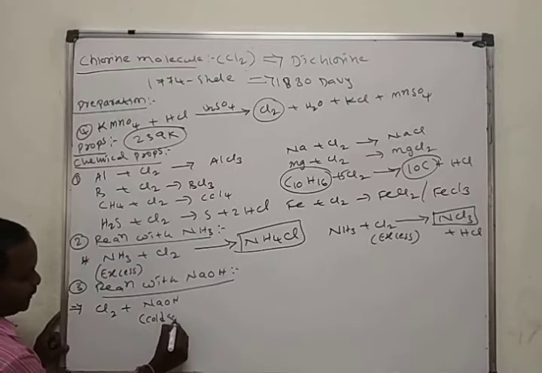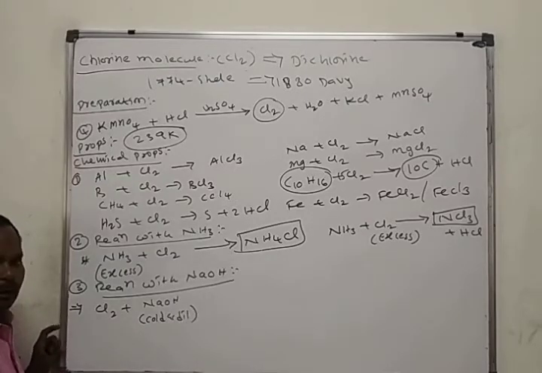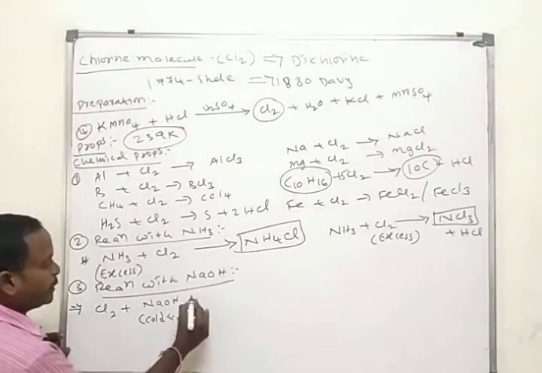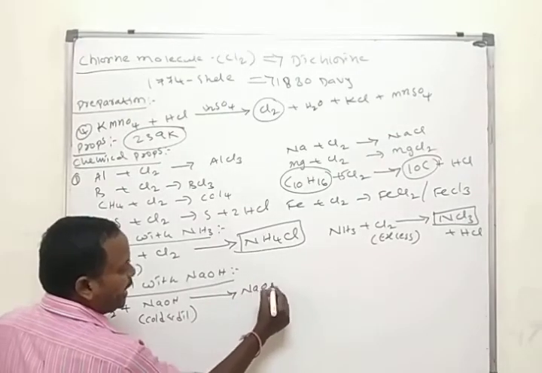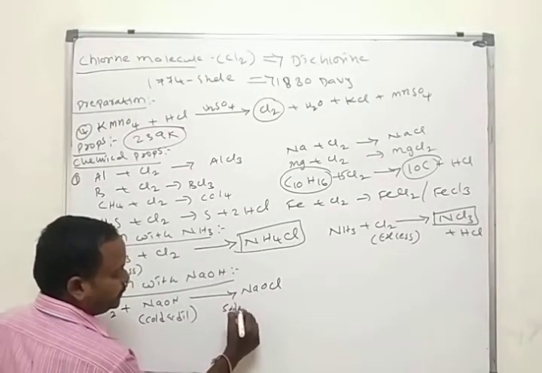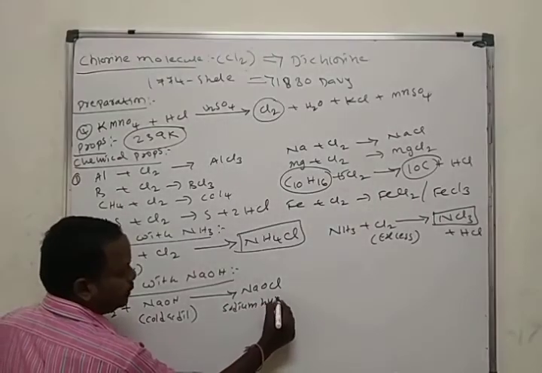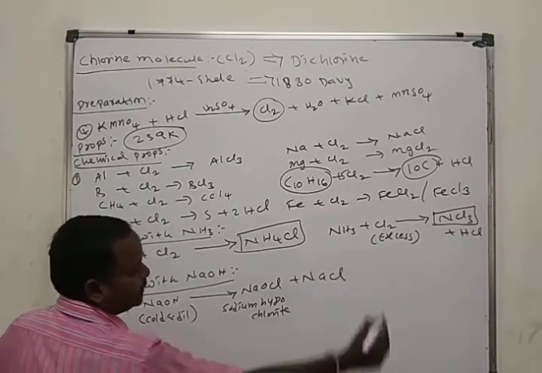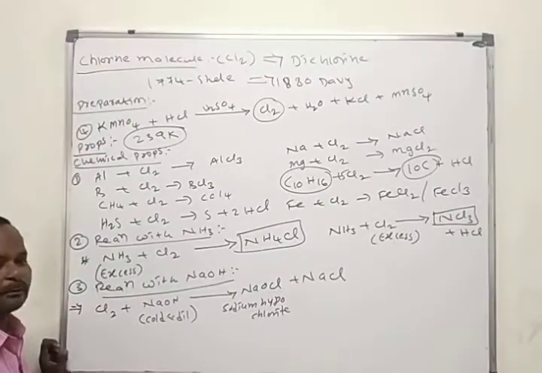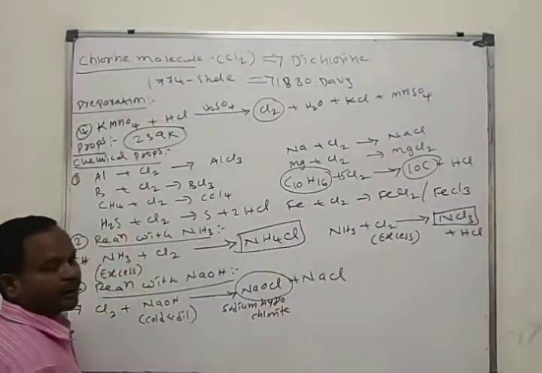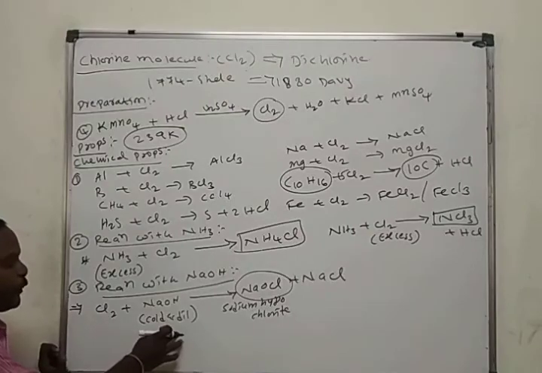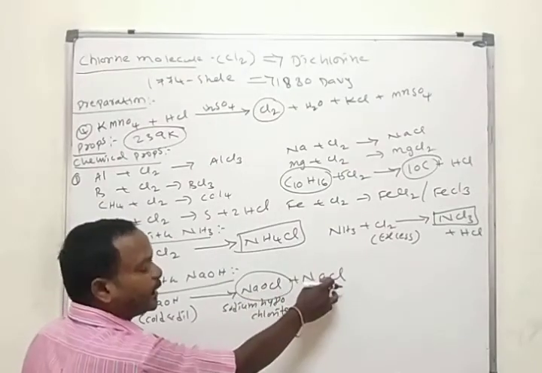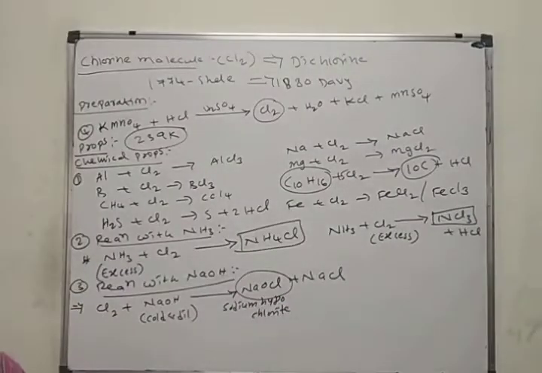Cold and dilute sodium hydroxide reacts with chlorine and forms sodium hypochlorite. Along with this, we get sodium chloride. Sodium hypochlorite is the important product. When chlorine reacts with cold and dilute sodium hydroxide, we get sodium hypochlorite along with sodium chloride.